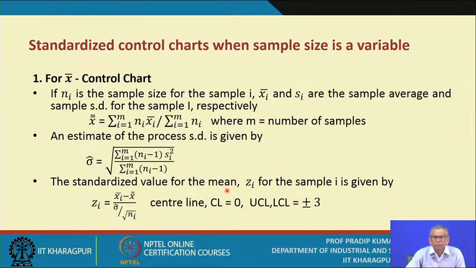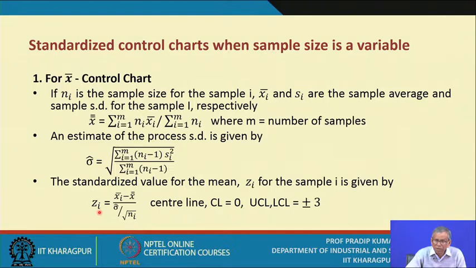Then there are many alternatives you have for designing the control chart. In fact, I have already mentioned that there are 4 alternatives, and one important or preferred alternative is the standardized control chart. So if you prefer this sort of control chart, referred to as the standardized control chart, the standardized value for the mean, that is Zi, for the sample i is given by this one.